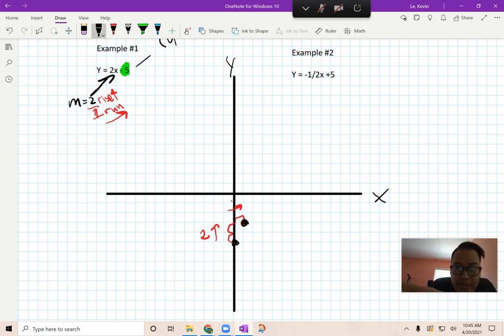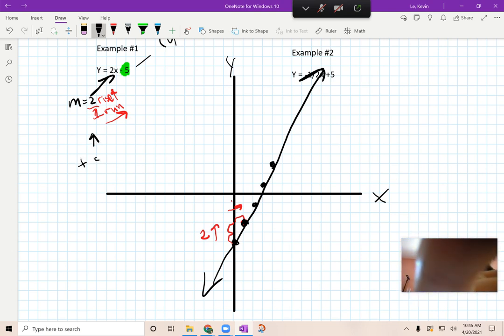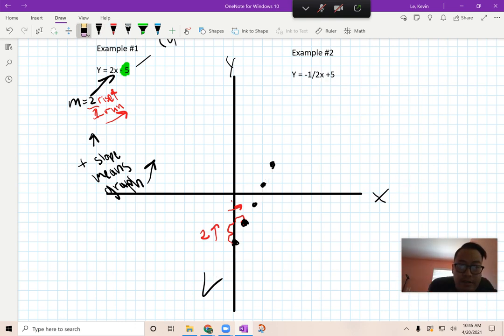Now I repeat the same process. I'm going to go up by 2, over by 1, up by 2, over by 1, up by 2, over by 1. And if you notice, I start creating this pattern, and before I know it, I have at least 5 points on the line, and now I have a line. Notice when the slope is positive, it means your graph is going up. Does that make sense? Let me erase that line just a little bit and fix it.